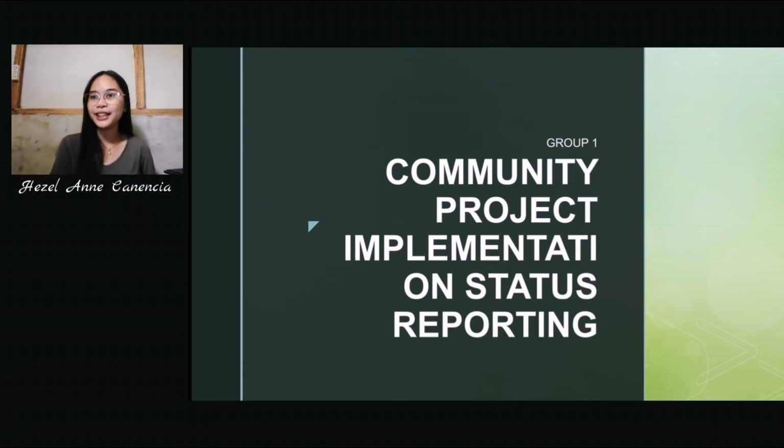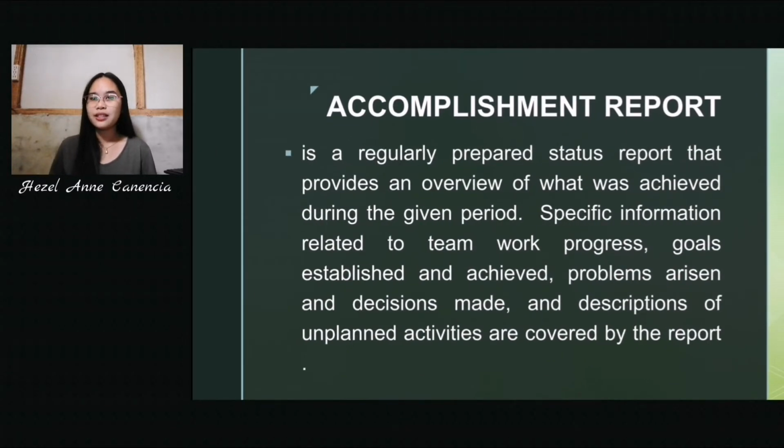And for today's lesson, we will tackle the Community Project Implementation Status Reporting. So what are the topics that we will discuss during this lesson? Our Community Project Implementation Status Reporting talks about the Accomplishment Report. We will discuss how to make the accomplishment report, as well as the format in making the accomplishment report, and the important details to be included in our accomplishment report. So first, let us discuss what is an accomplishment report.